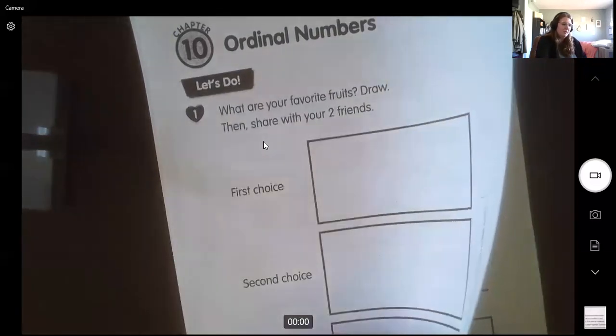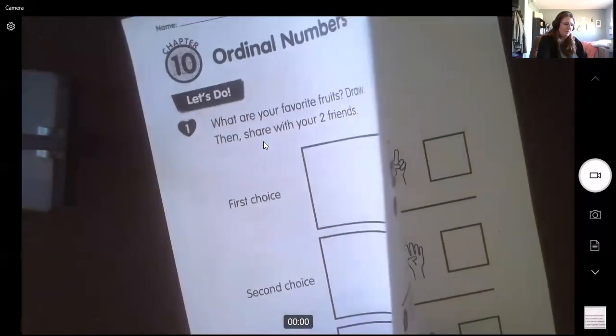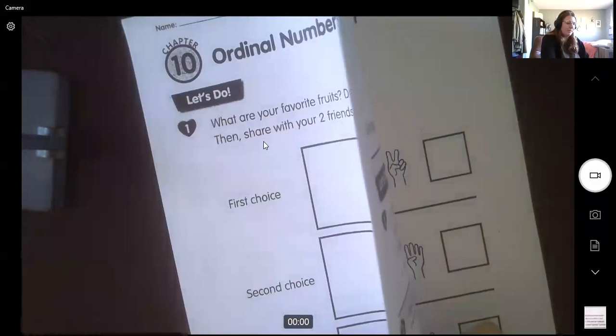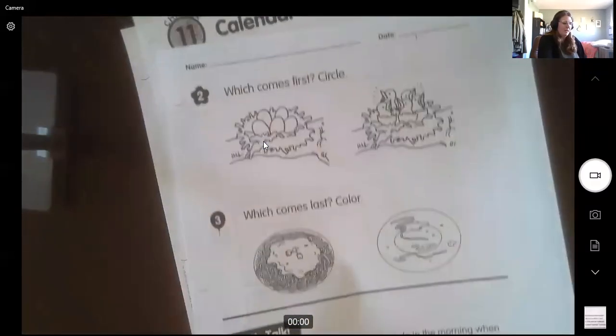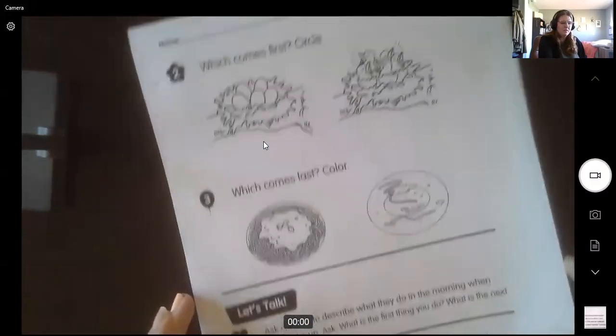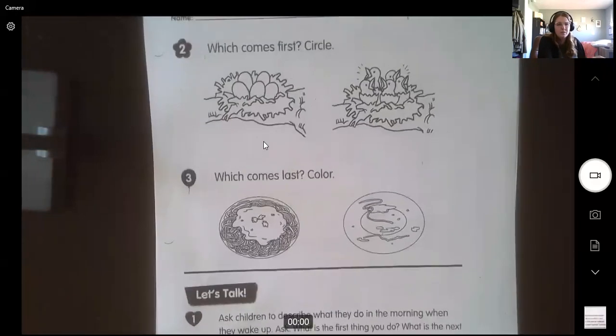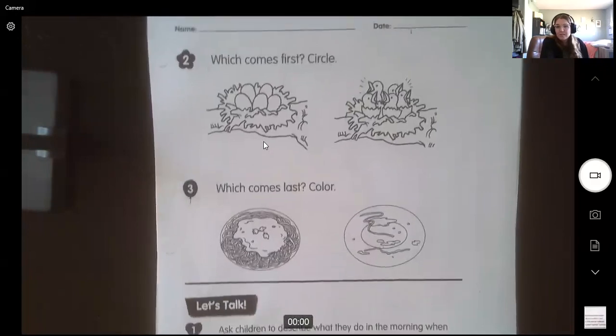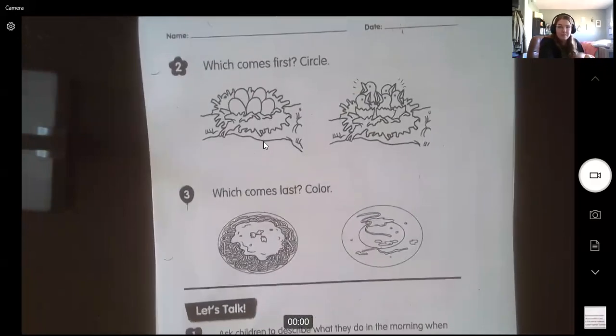Then you'd flip it over. Oh man, sorry, it's all stuck. And you have questions 2 and 3. What comes first? What comes last? You can always give more detail in helping. So for that first picture, you're going to say, okay, look at number 2. Of those 2 pictures, what comes first? Looking at number 3, looking at those pictures, which comes last?